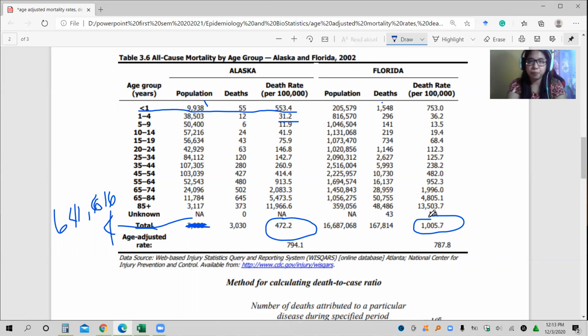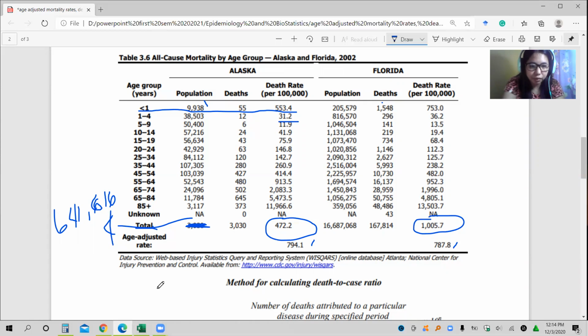And by also considering the age-adjusted rate now, this is another computation, and the computed value for Alaska is 794.1, while the computed value for Florida is 787.7. So in computing the age-adjusted rate, we have to consider the standard weighted values.